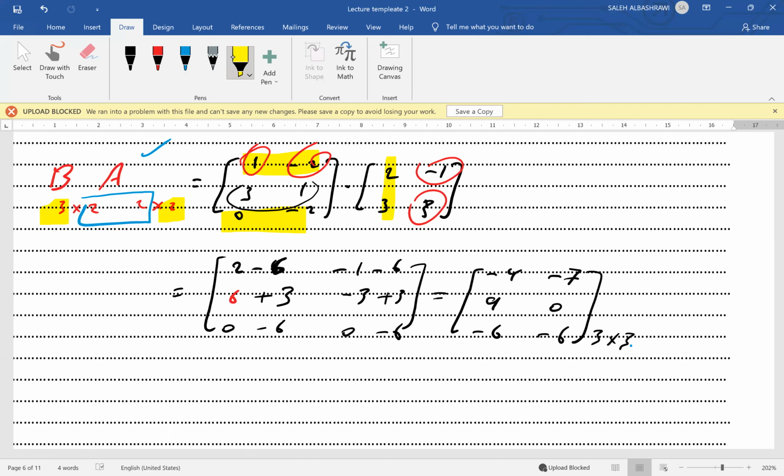It should be 3 by 2. I said 3 by 3, it should be 3 by 2. We have 3 rows and 2 columns. So it is 3 by 2.